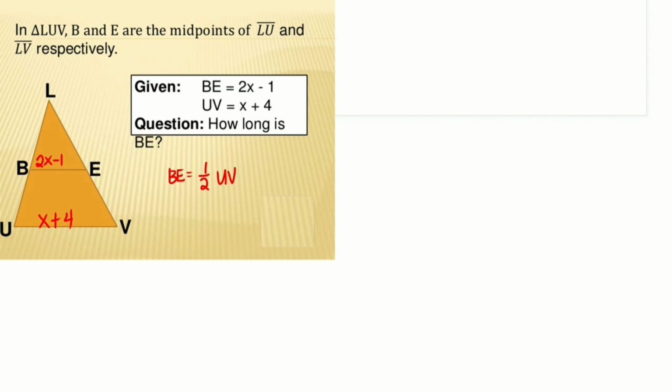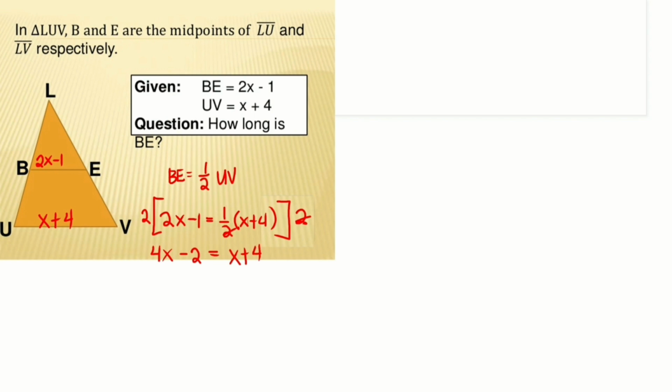By substitution, we now have 2x minus 1 is equal to 1/2 times x plus 4. So first, we multiply both sides of the equation by 2. So 2 times 2x, the answer is 4x minus 2 is equal to 1/2 times 2, so this is cancelled out. Then 1 times x plus 4, that is x plus 4.